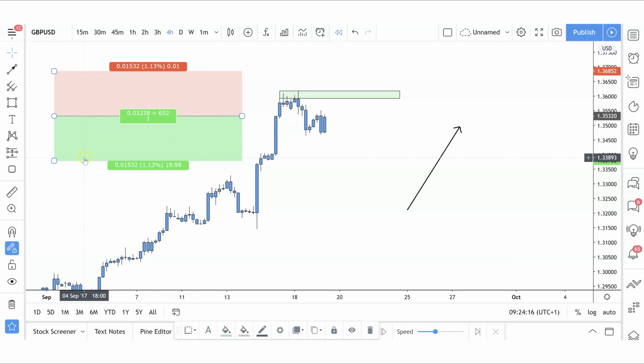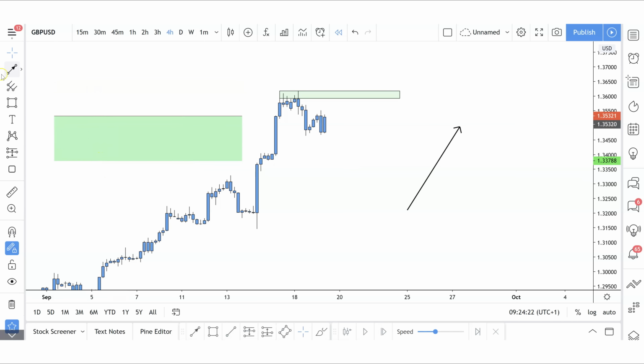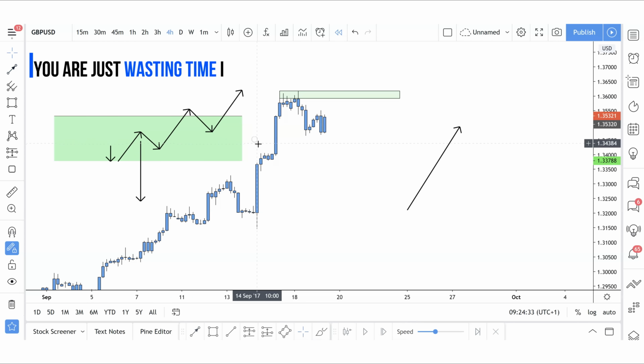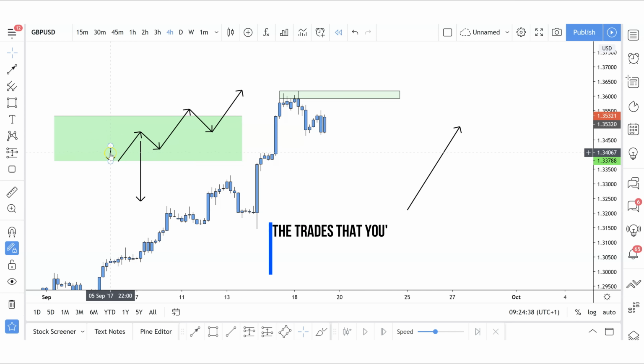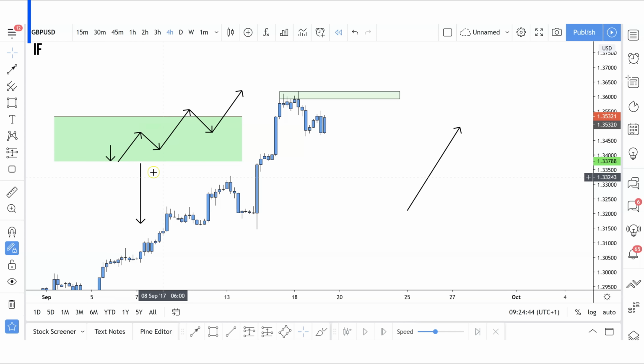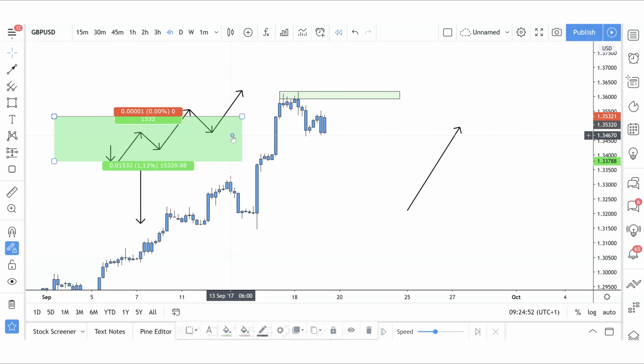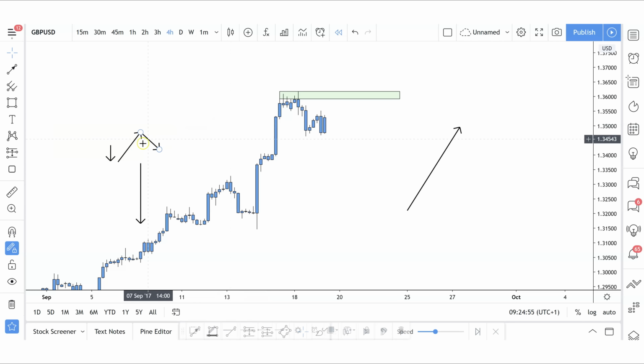And the reason for that is because if price is moving in your direction to the downside, you can lock it in. And the whole point in taking this trade is just to expect that the market will continue to push down. If the market gets to 1-to-1 and then now you allow the market to start pulling back, coming back to your stop loss range and stopping you out, you're just wasting time in that trade. Granted, it needs to breathe, but let's be realistic. The trades that you're going to make the most from are the trades that are going to go in the direction you expect it to go, which is down. So if the market gets to 1-to-1, for me, I found that as the sweet spot to lock your trade in and then allow it to play out. So enough of that theory, let's move on to the focus on today's session.